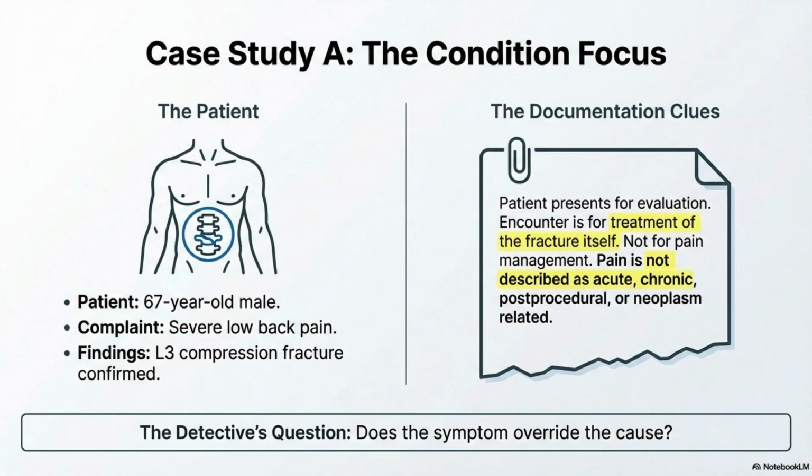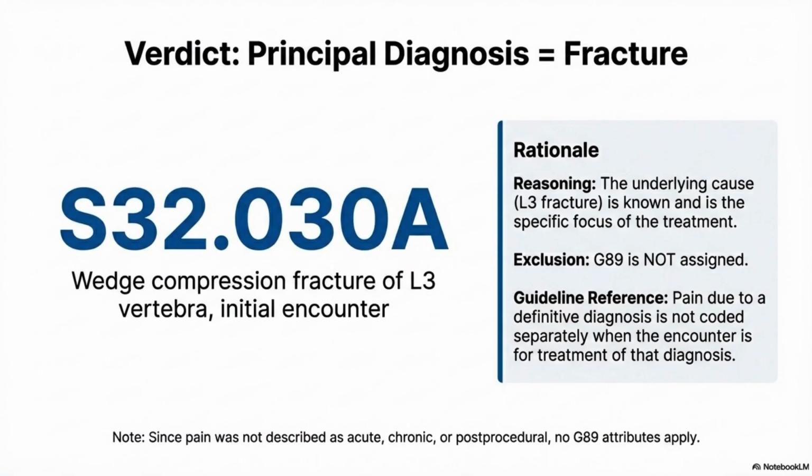Imaging confirms an L3 compression fracture. The documentation makes it clear. The encounter is for evaluation and treatment of the fracture, not for pain management. The pain is not described as acute, chronic, post-procedural, or neoplasm-related. Principal diagnosis: S32.030A, wedge compression fracture of L3, initial encounter.